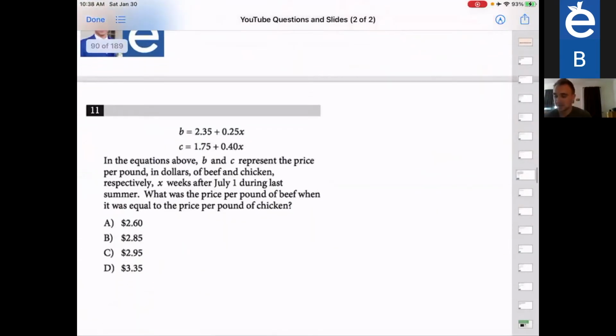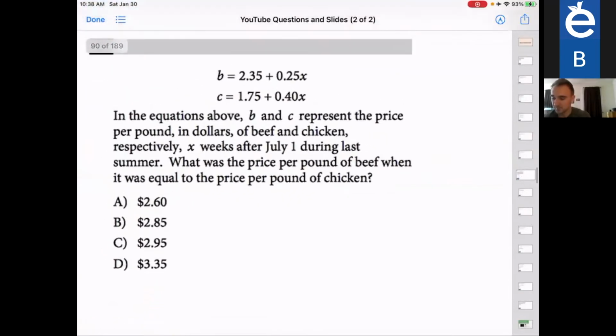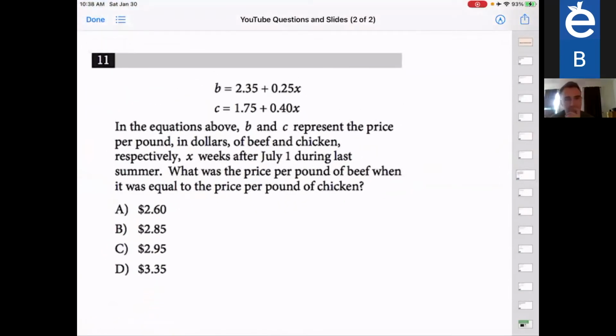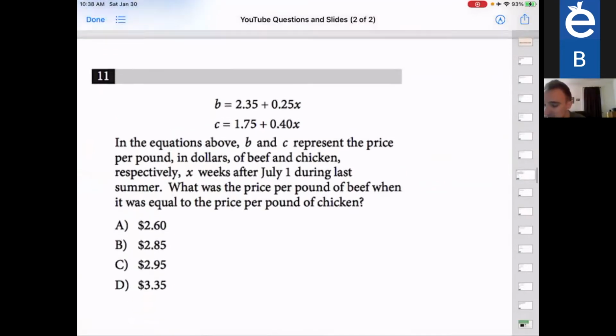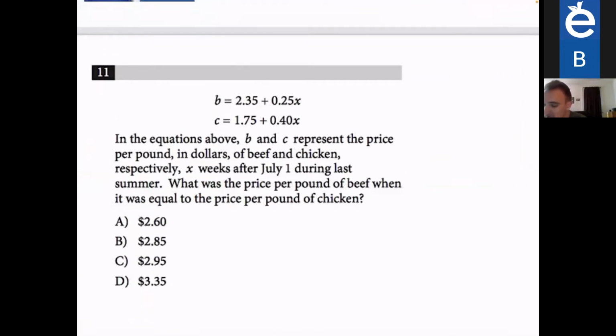Let's move on to page 90, number 11. It says, in the equations above, B and C represent the price per pound in dollars of beef and chicken, respectively, X weeks after July 1st during last summer. What was the price per pound of beef when it was equal to the price per pound of chicken?